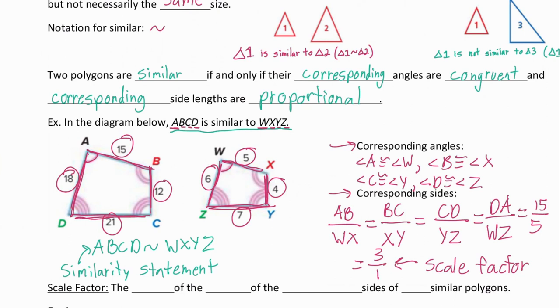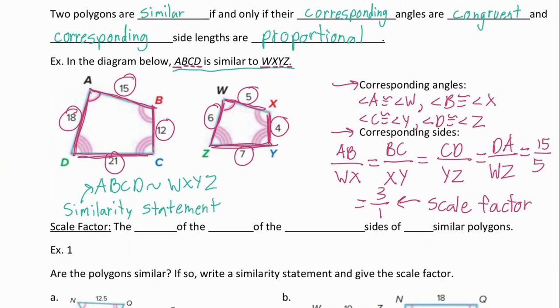So they have to have the same proportion. In this case, that is 3 to 1. So again, the scale factor, the definition of that is the ratio of the lengths of the corresponding sides of two similar polygons. So you can only really do it between two. You can't do it between more than that. But that is what the scale factor is.